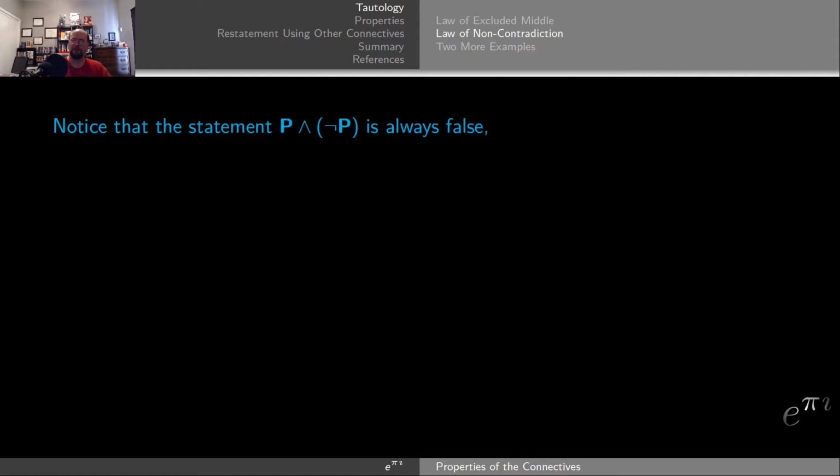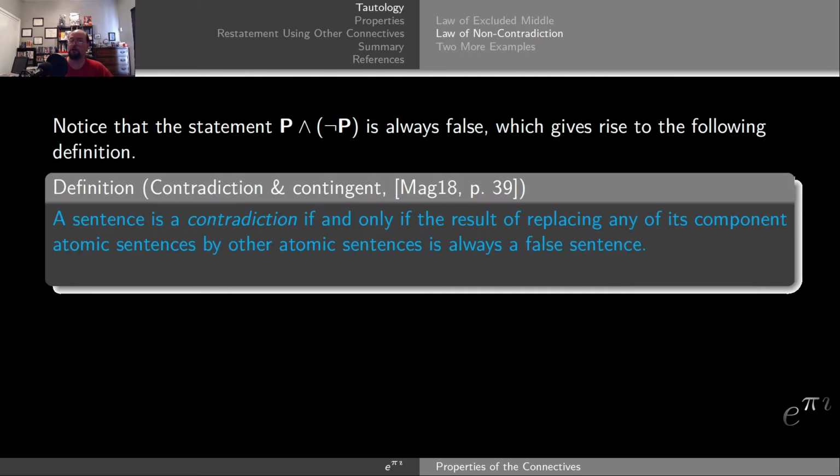Now notice that the statement P conjunction negation P is always false. That is, that penultimate column was all falses before they became all trues. Now that motivates a particular definition, what's called a contradiction. A sentence is a contradiction if and only if the result of replacing any of its component atomic sentences by other atomic sentences always yields a false sentence. It's basically the opposite of a tautology. A tautology is always true, a contradiction is always false. Now, what if you're neither?